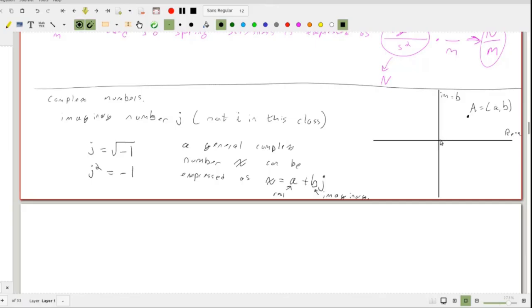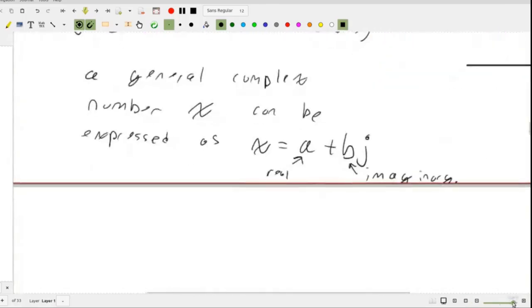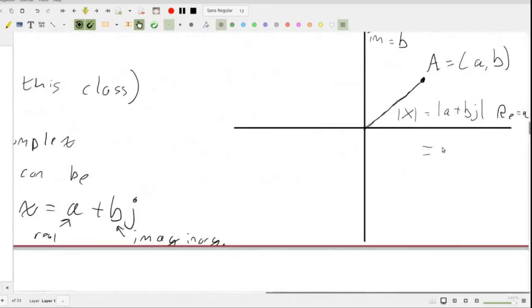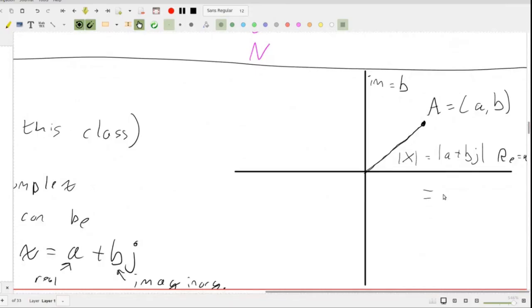Our distance here, our magnitude, is going to be the amplitude of X, which is equal to the amplitude of A plus BJ, which is equal to the square root of A squared plus B squared.